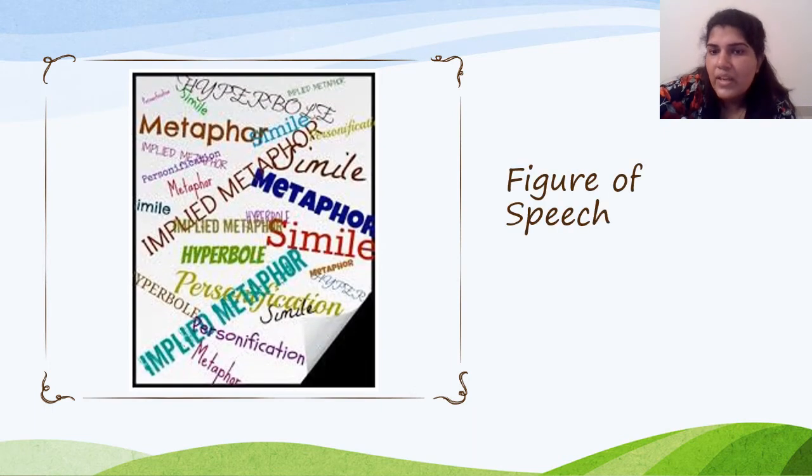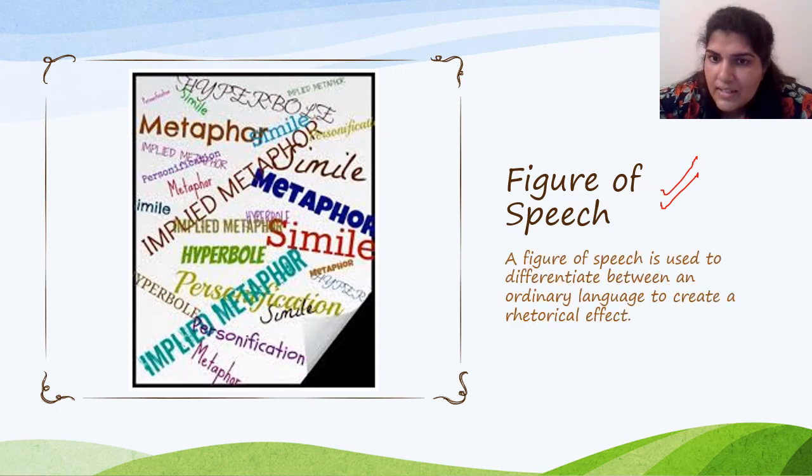So, we are going to discuss a very important thing here, that is figure of speech. So, what is figure of speech, children? In a poem or any kind of writing in English that we do, we use some figures of speech to create style in the language. A figure of speech is used to differentiate from ordinary language, to create a rhetorical effect or a style or a different tone in a kind of writing.